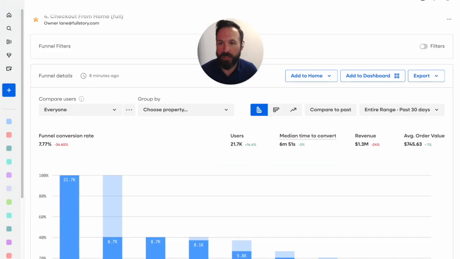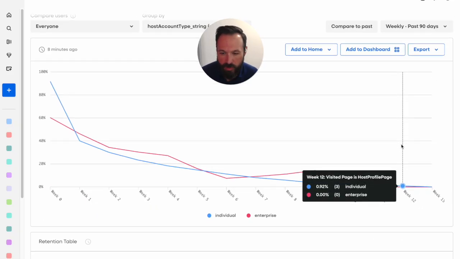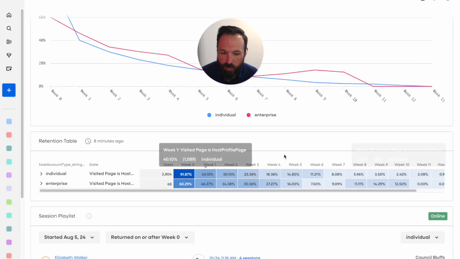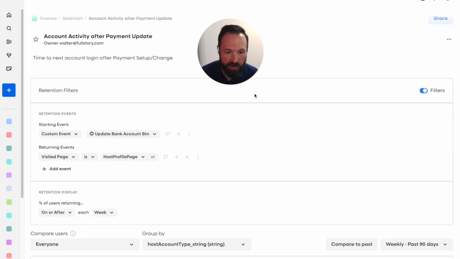Next, retention charts. How many people don't know that Fullstory does retention charting? I love retention charting in Fullstory. It is super flexible and super clear. Let's take this specific retention chart. It's everybody who updated their bank information and then visited the host profile page as the returning event. So this would be asking whether or not engagement with updating bank account information drives continual revisits to the site.